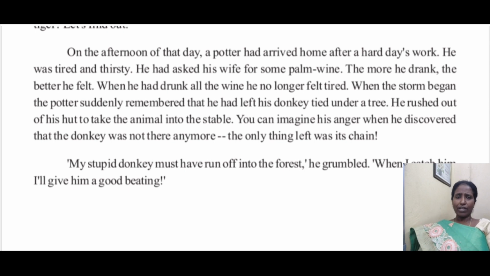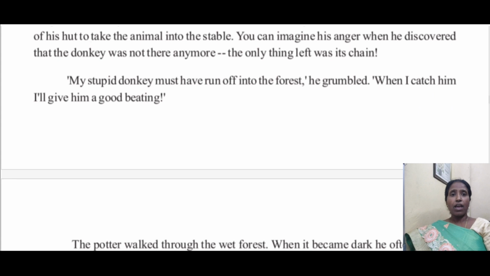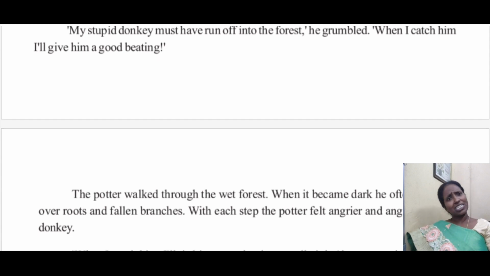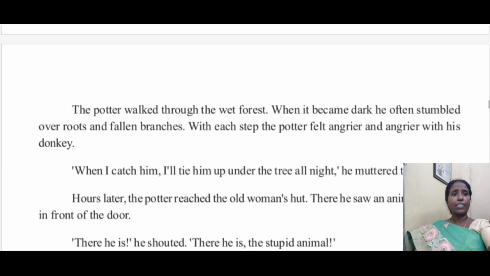So when he went there to bring the donkey, it wasn't there. The only thing left was its chain. The donkey had escaped. "My stupid donkey must have run off into the forest," he grumbled. "When I catch him, I'll give him a good beating." So he got very angry at the donkey and said, once I get the donkey, I will hit him like anything, he thought.